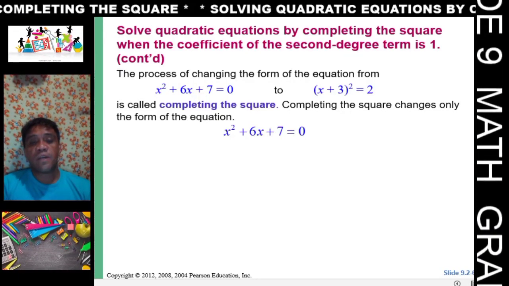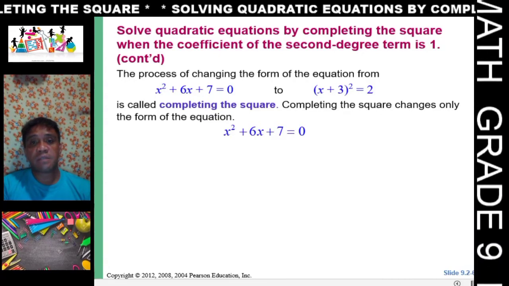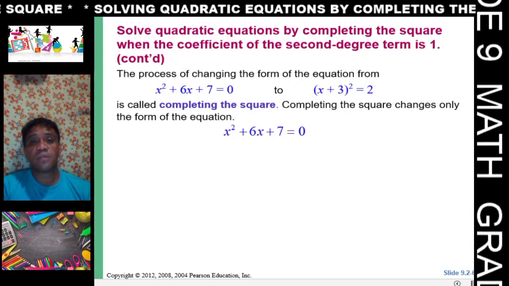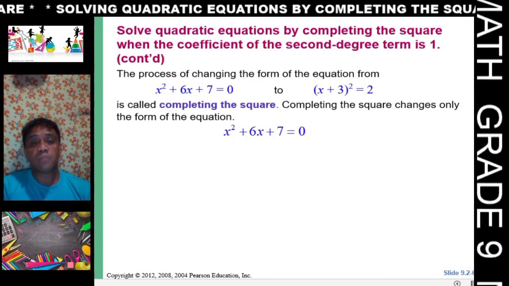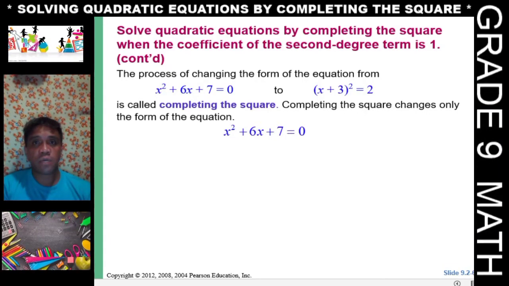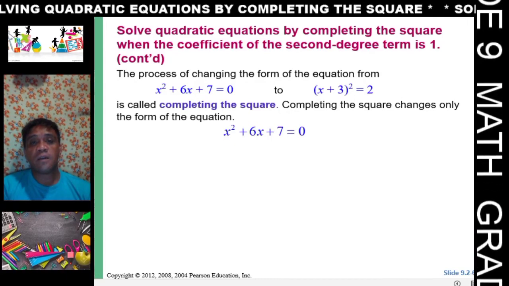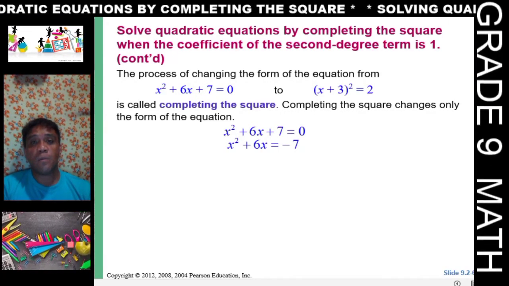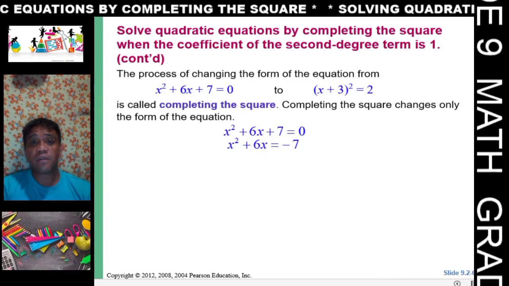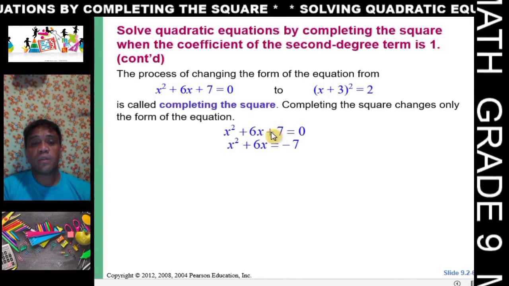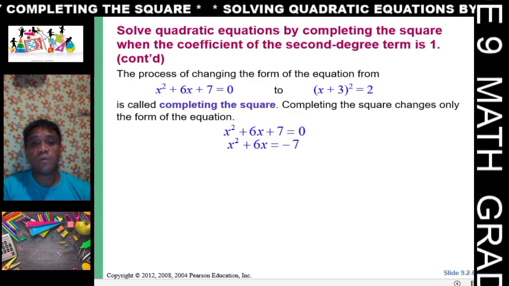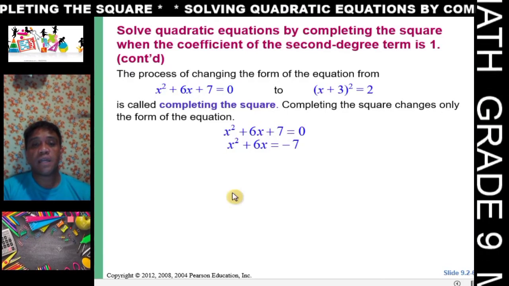So we have from the given x squared plus 6x plus 7 is equal to 0. The first thing that we should do is take the constant term, which is positive 7, and transpose it to the other side of the equation to make it x squared plus 6x is equal to negative 7, because both sides are added by negative 7 to make the positive 7 on the left side 0. So we add both sides of the equation by negative 7.